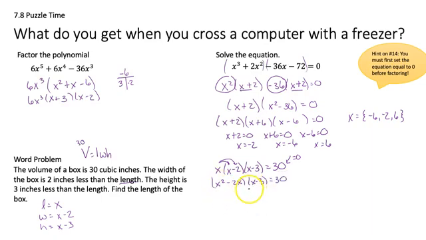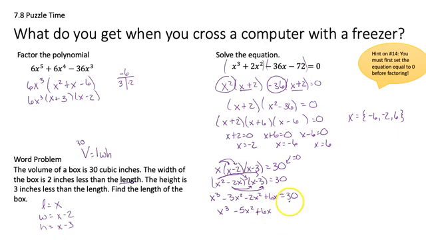And now I have two binomials, so we're going to FOIL. x squared times x is x cubed. x squared times negative 3 is negative 3x squared. Now we got to go back. Negative 2x times x is negative 2x squared. And negative 2x times negative 3, well, that is positive 6x. All of this still equals 30. I can simplify a little bit here, though. I have negative 3x squared and negative 2x squared. So that would be x cubed minus 5x squared plus 6x.